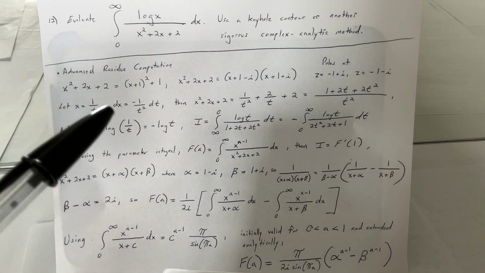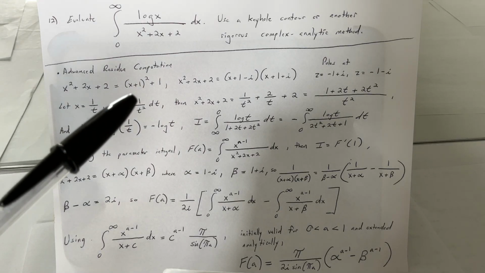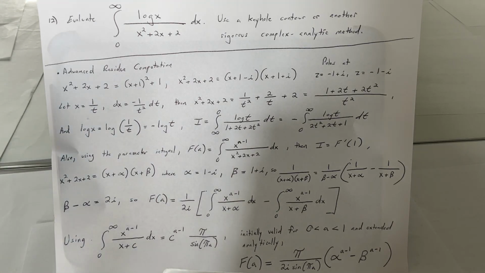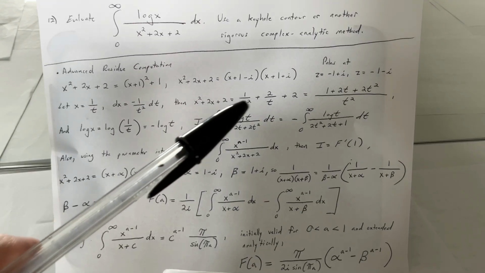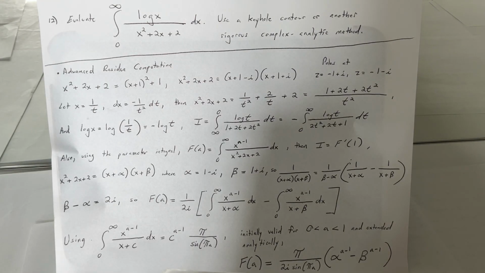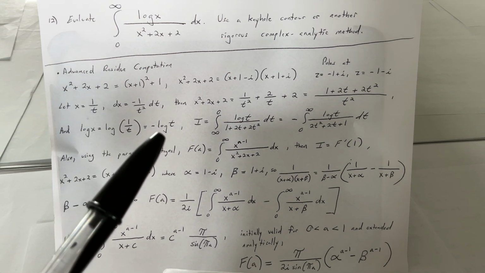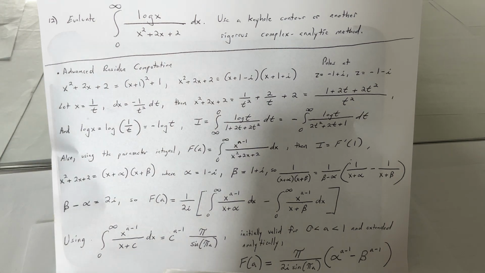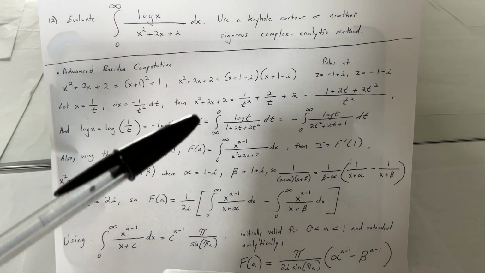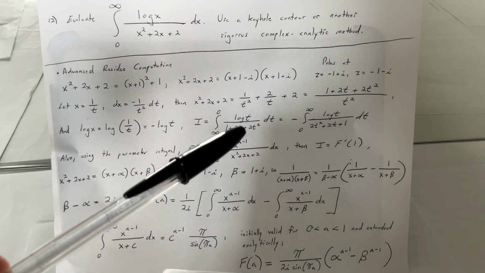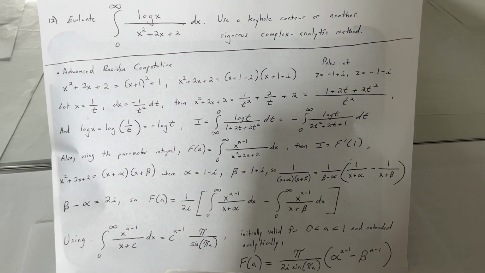We could let x equal 1 over t, and dx is negative 1 over t squared dt. Then x squared plus 2x plus 2 is 1 over t squared plus 2 over t plus 2. Combining those, we get 1 plus 2t plus 2t squared over t squared. And log x equals log of 1 over t, that equals negative log t. I is going to equal the integral from infinity to 0 of that log t over 1 plus 2t plus 2t squared dt. So that's going to equal the negative integral from 0 to infinity of log t over 2t squared plus 2t plus 1 dt.